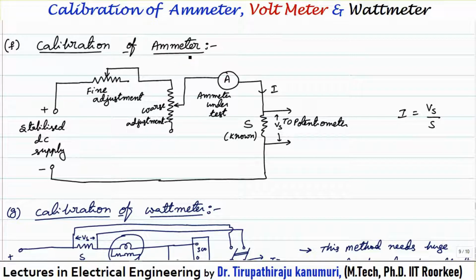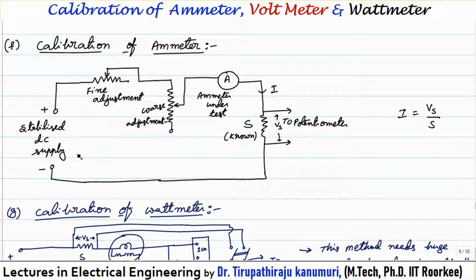In order to calibrate the ammeter, let us assume this is my DC ammeter, a PMMC, permanent magnet moving coil type of ammeter, that we want to calibrate. For that we need a stabilized DC supply, because if the supply is fluctuating, that leads to error in the calibration curve. So the value of the DC supply should remain constant throughout the test.